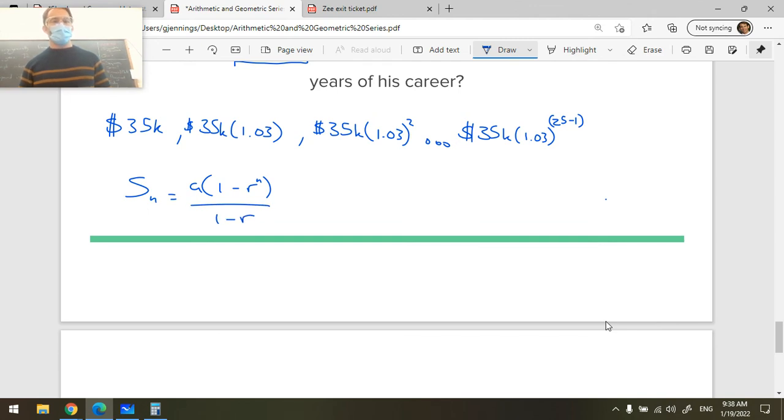And here we have r is 1.03. So let's put this in. A is equal to 35,000. I'm just going to write down 35. And I'll know to move the decimal place 3 times when I check my answer. 1 minus 1.03 raised to the power n, which is 25. N, not n minus 1. So this was just calculating how much he makes in the last year. But when I use this, it says raise it to the power n, please, not to the power n minus 1.